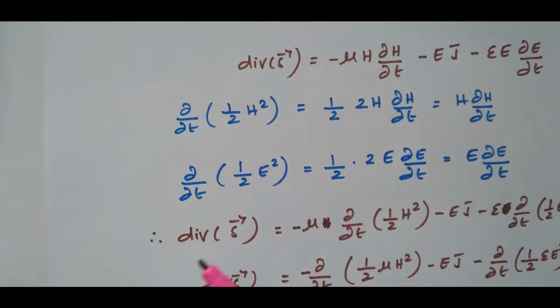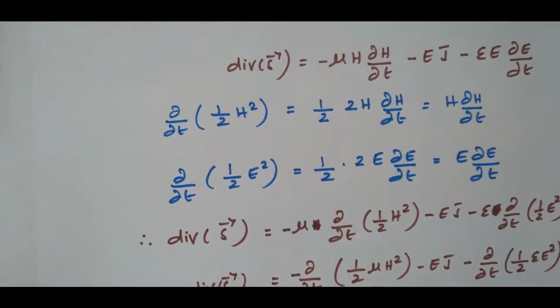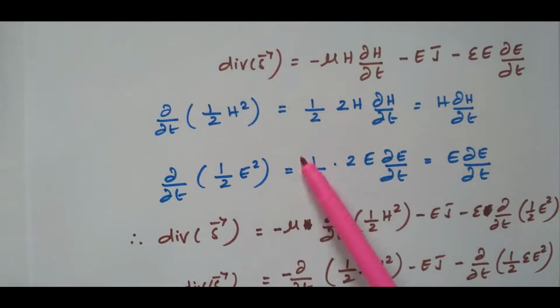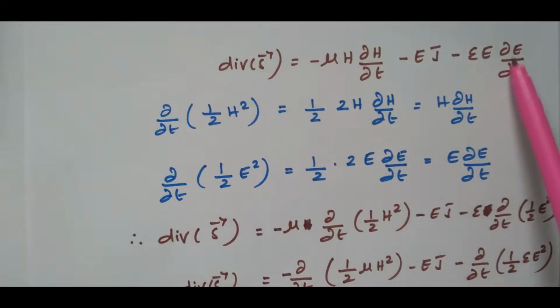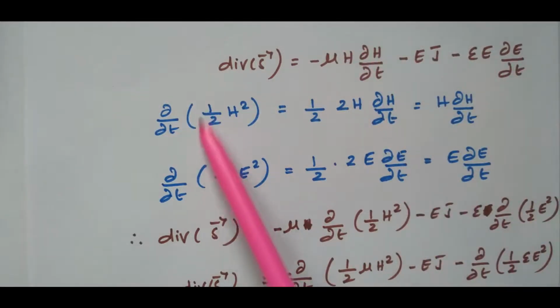We are going in a reverse order. This term we are going to replace with this. Similarly, dou by dou t of half E square equal to 1 by 2, the differentiation of E square is 2E dou E by dou t. So the 2 got cancelled, E dou E by dou t. So this value E dou E by dou t can be replaced with dou by dou t of 1 by 2 E square. Right? So this expression, this value and this value, we are going to replace with this term.